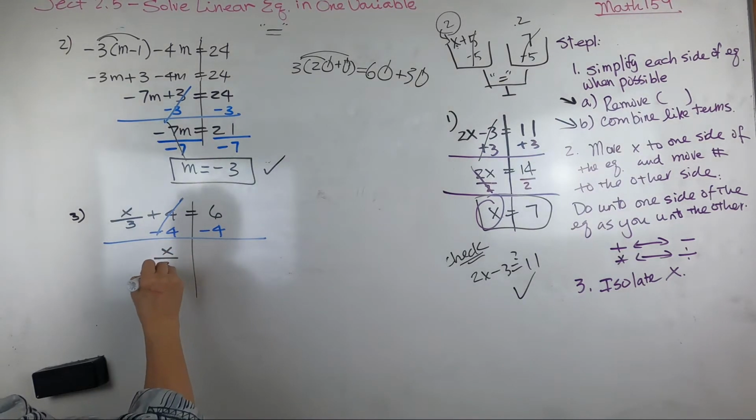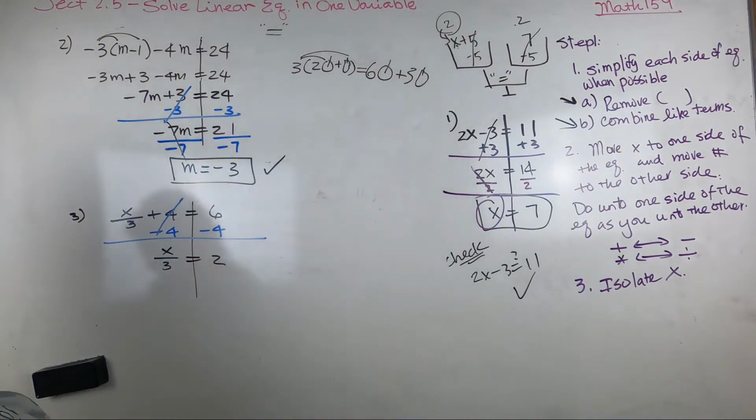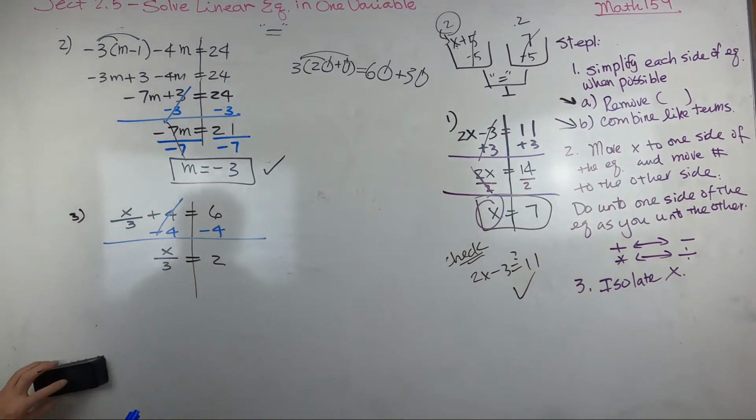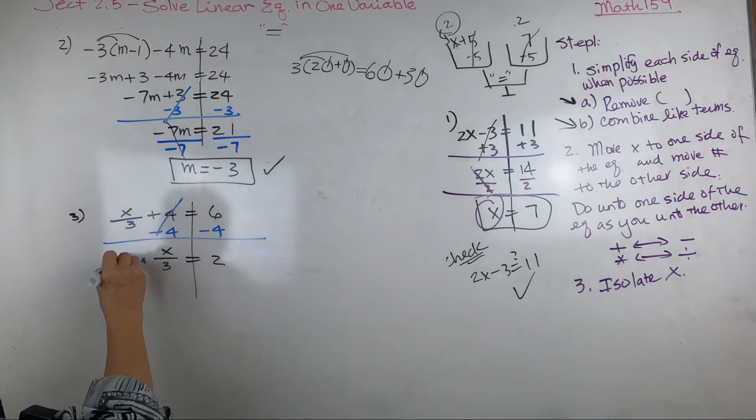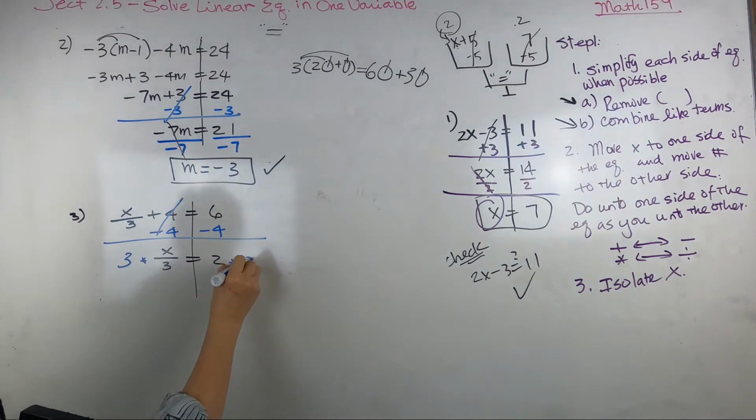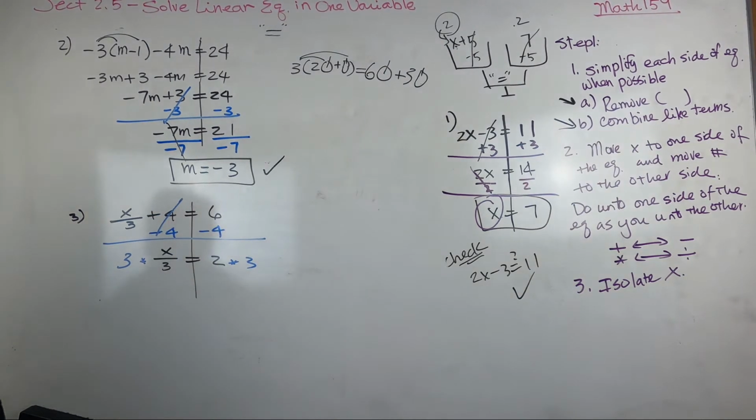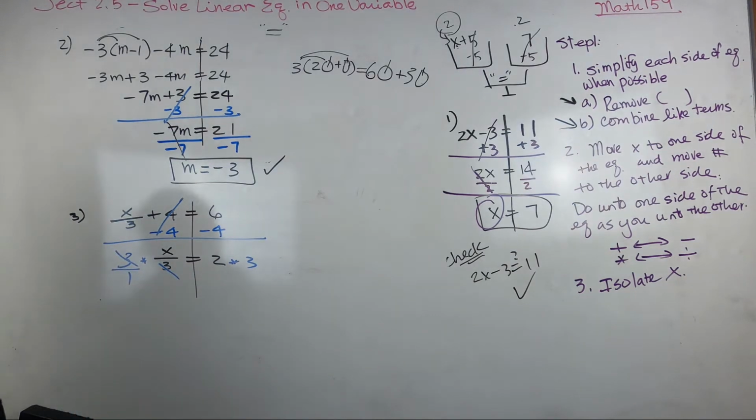Then, what do you have? x over 3 equals 2. To get x by itself, you have divided by 3, so you have to do the opposite. Multiply by 3, right? How do you do your fraction multiplication? You put a 1 underneath. Then what do you do? You cross cancel.